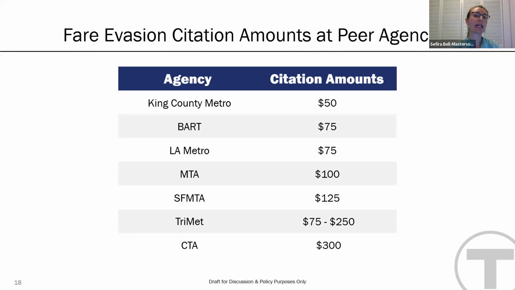And so this slide highlights the varying citation amounts at different transit agencies across the country, from King County Metro, which has the lowest that we could find at $50, to the CTA in Chicago, which had the highest that we could find at $300 for your first citation. And there's a variety in between there, but we feel that our $50 citation level puts us sort of at the healthy part of this range. And so that is what we're looking at when we examine peer agency fare evasion citation amounts.